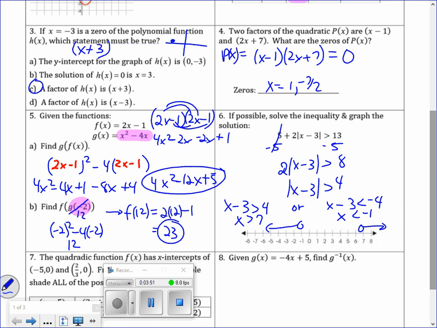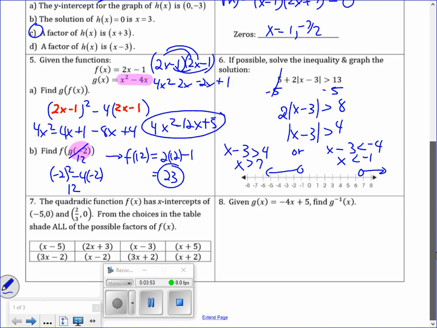Okay. All right, for number 7. Number 7 is asking again about the zeros and the roots and the solutions and all that kind of stuff. We got x-intercepts here and here. So the factors turn into -5 turns into x plus 5. That's where it came from. And 2/3 turns into 3x minus 2.